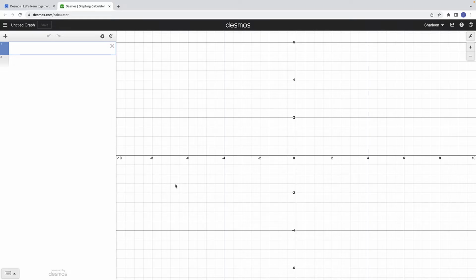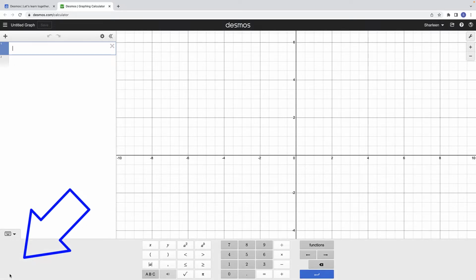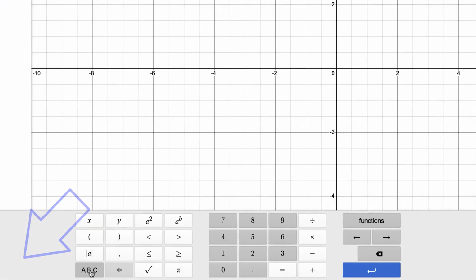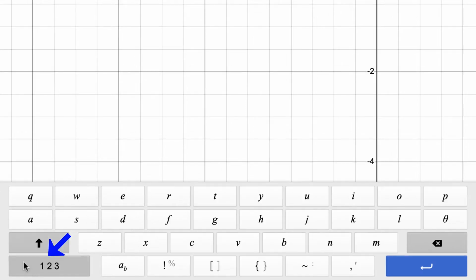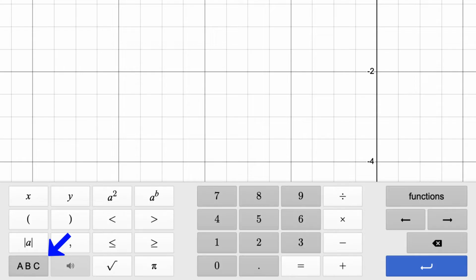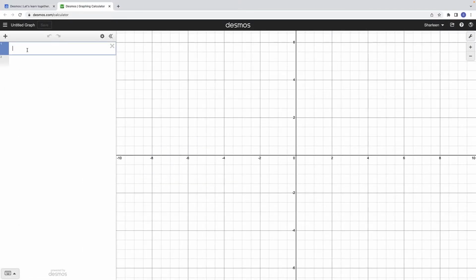To enter your functions, click on a cell on the left-hand side. You can either use your keyboard if you're working on a regular computer, or you can use the Desmos keypad located at the bottom left of your screen. Use the ABC key to toggle back and forth between the alphabet keyboard and the numeric keyboard. If you need to square a variable, you can use the A squared button on your keypad. I'll go ahead and enter the functions using my keyboard.